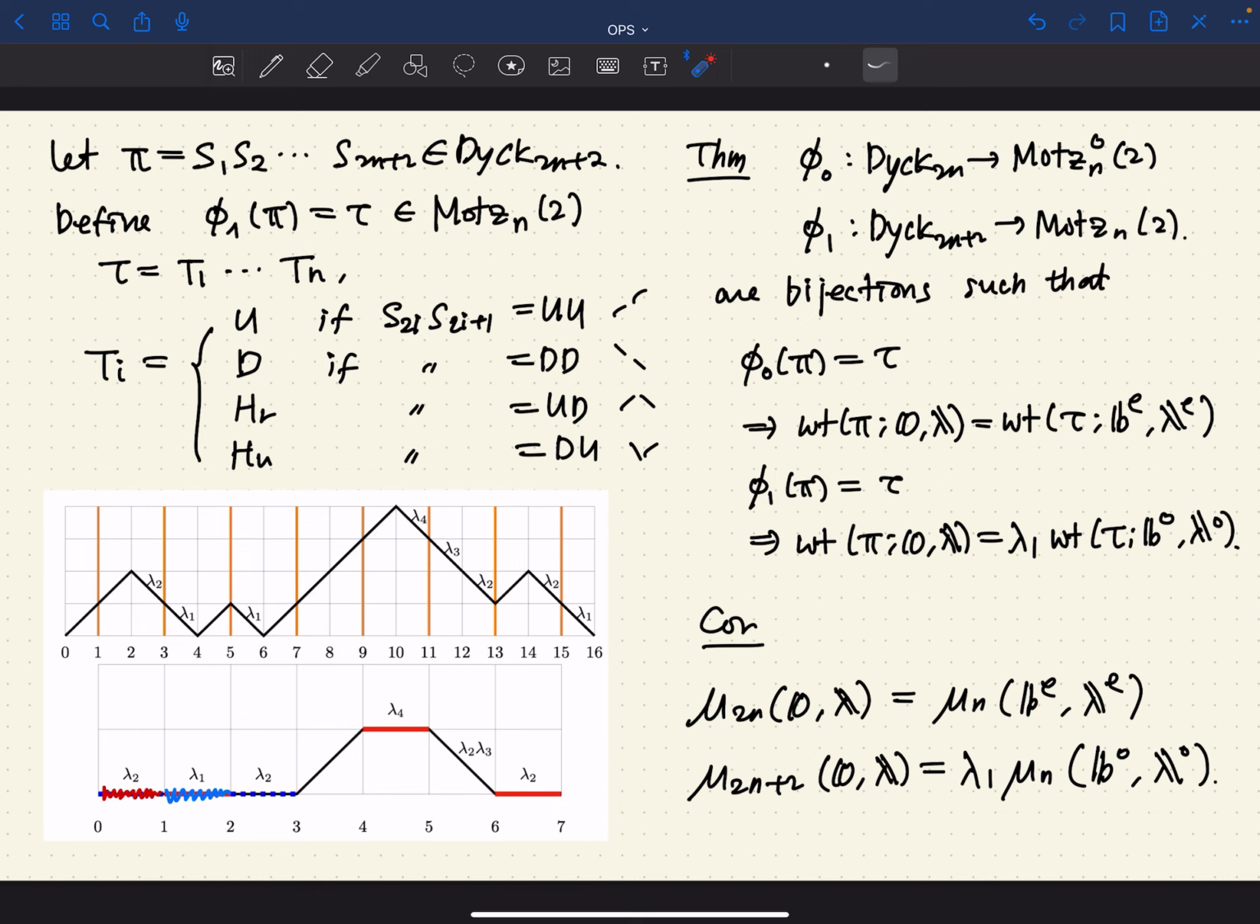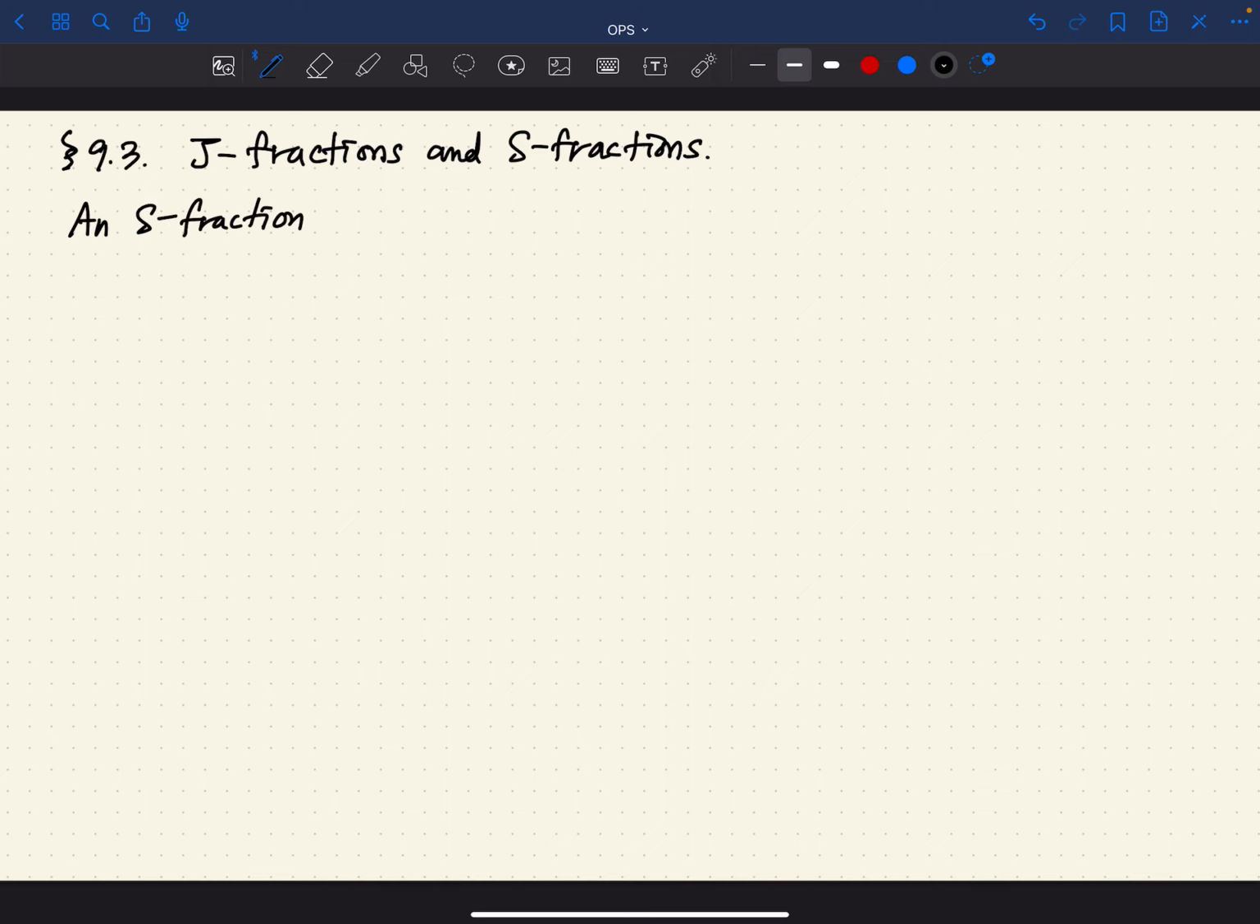Now let's move on to the final section in this chapter. This is about continued fractions, two types of continued fractions that we'll call J fractions and S fractions. So an S fraction, also called a Stieltjes fraction, is a continued fraction of this form.